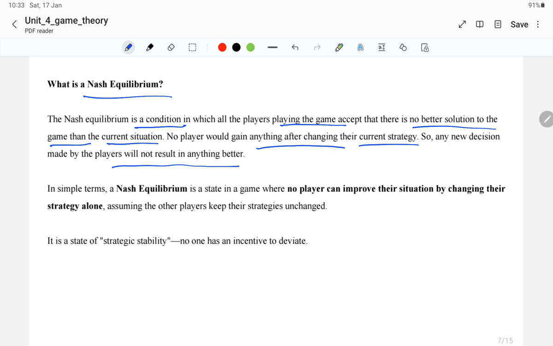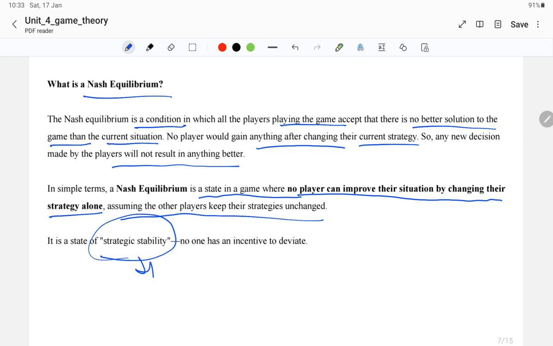So in simple terms, the Nash equilibrium is a state in a game where no player can improve the situation by changing their strategy alone. So there won't be any benefit if a player tries to alter the strategy alone, assuming that other players keep their strategies unchanged. It's a state of strategic stability. This is important: strategic stability. No one has the incentive to deviate. So this is what we have to understand.